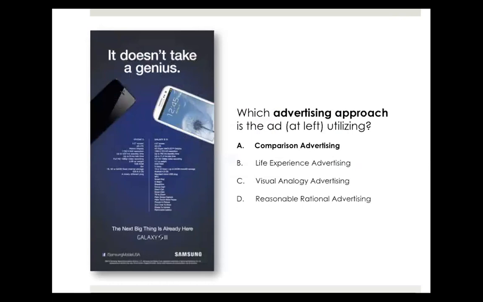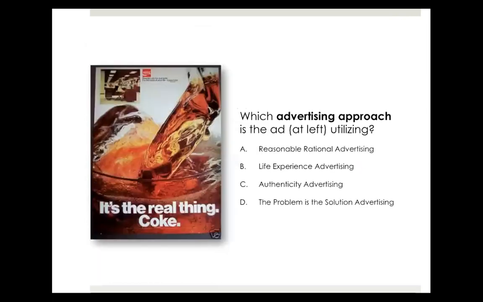You have both of them showing on each side, split in half, and then they're kind of listing each of their comparisons. What about this advertising approach at the left here? So, classic Coca-Cola ad: reasonable, rational, life experience, authenticity, or the problem is the solution advertising approach. It says it's the real thing. Well, that's kind of a little hint there.